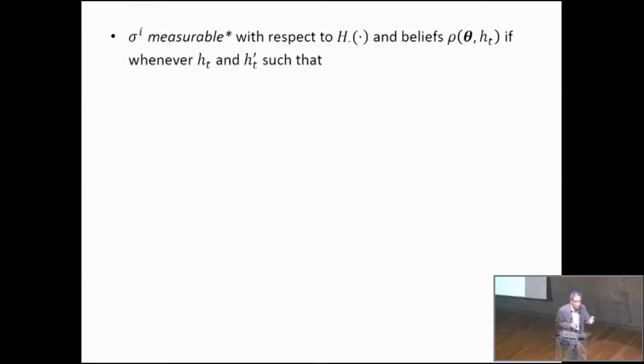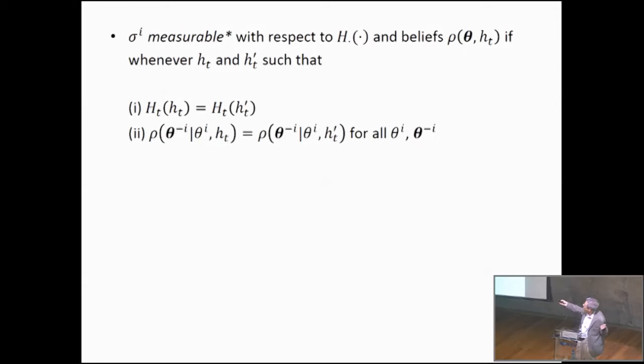Well, let's try to mimic everything we did for the complete information case. For example, we can now talk about measurability. I'm going to use the term measurable star because this is not quite the same concept we had before, but the idea is that a strategy is measurable star with respect to a particular partition, but also with respect to beliefs about types, if whenever two histories are in the same element of the partition, and whenever beliefs about other players' types are the same after HT and HT prime, then player I takes the same action after HT and HT prime.